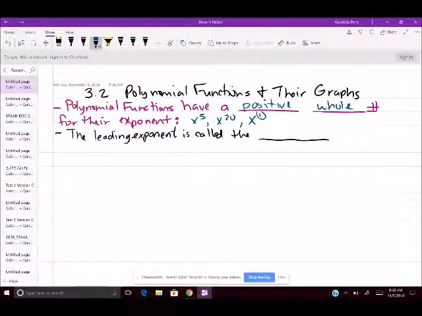So next thing we're going to be talking about is the leading exponent. The leading exponent means the first exponent you're going to see when it's written in order from largest exponent to the smallest, that is called your degree. Now, this degree has nothing to do with the degrees that you guys covered in geometry. Degree is, we're just talking about exponents.